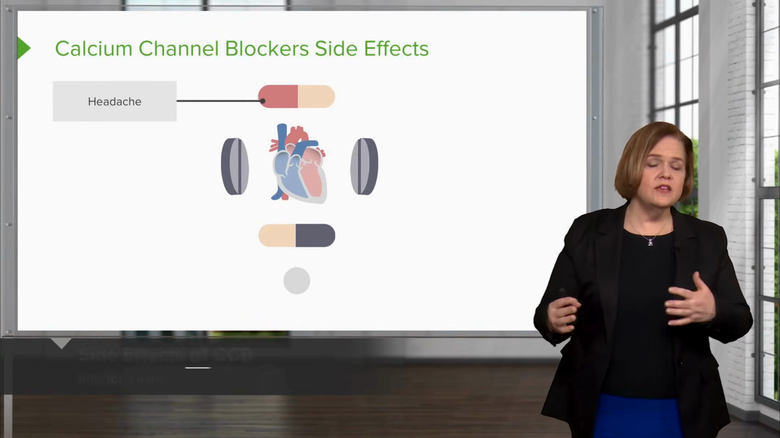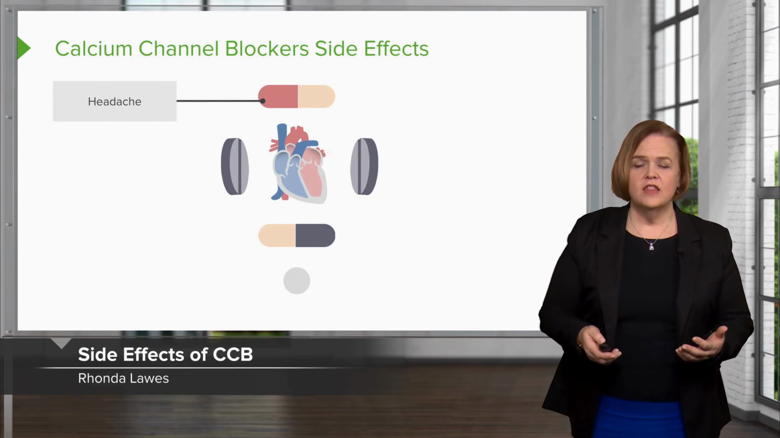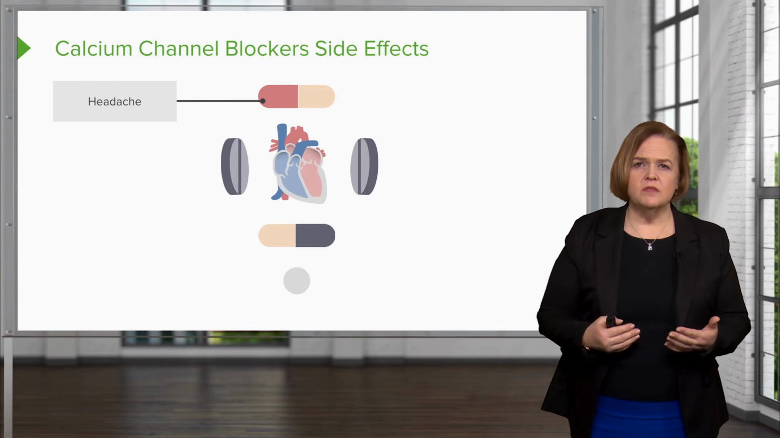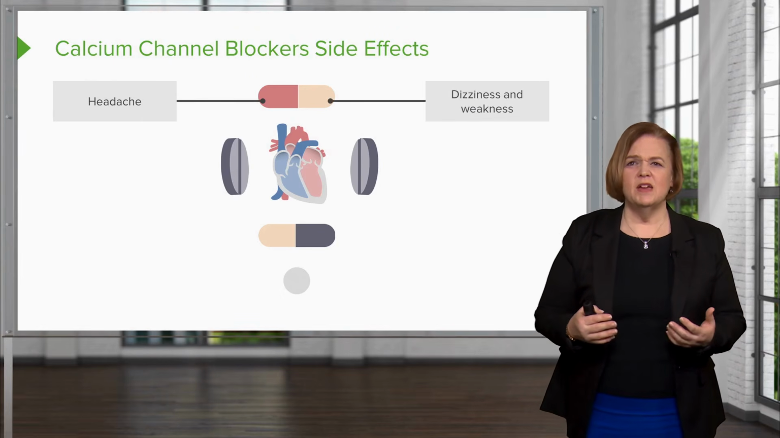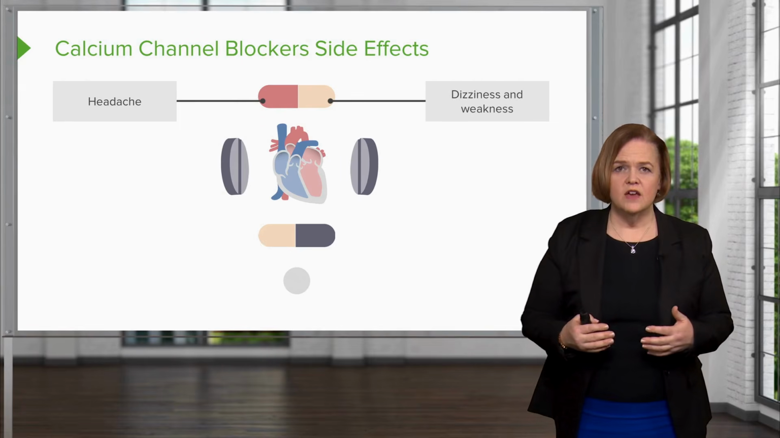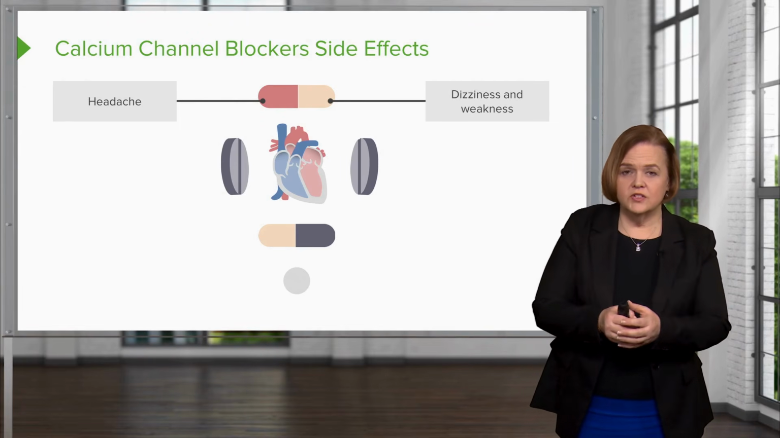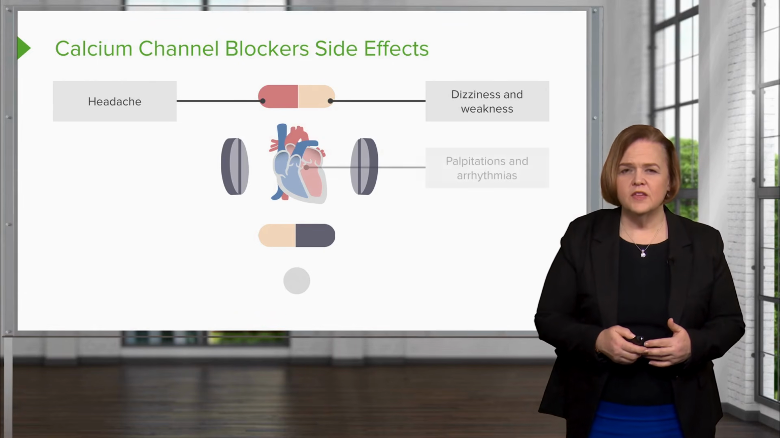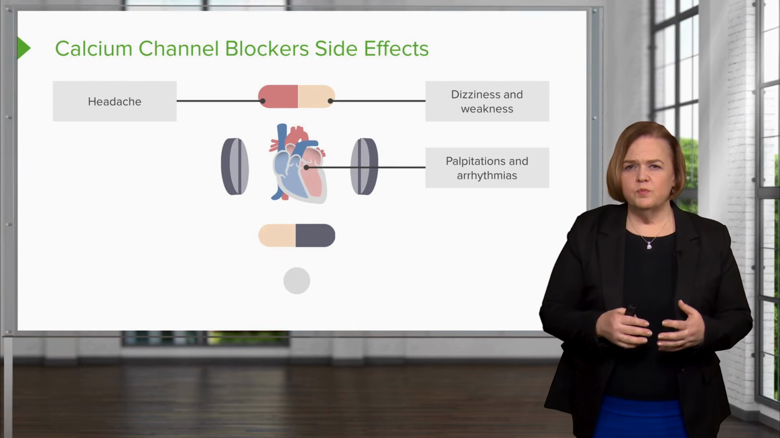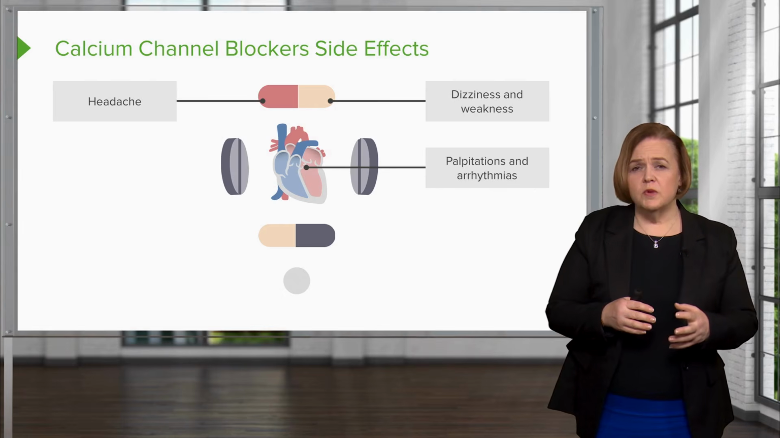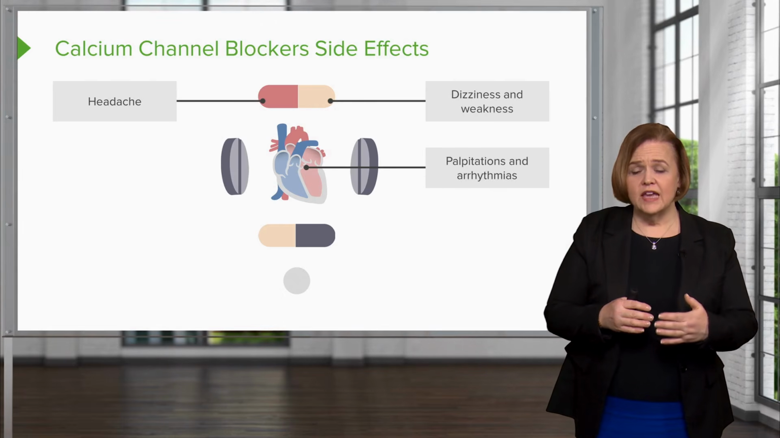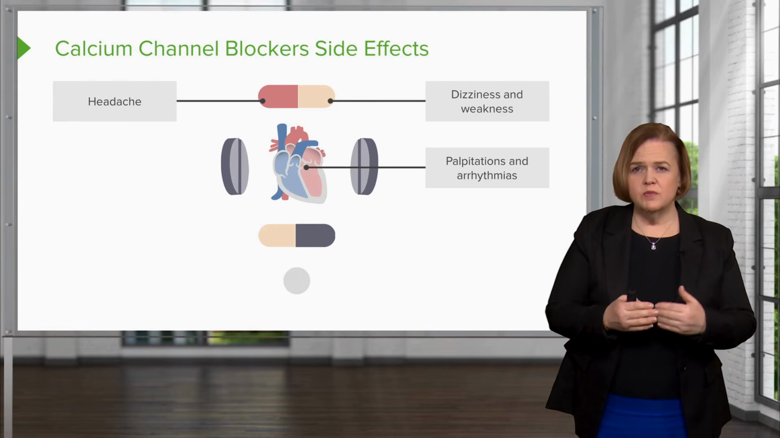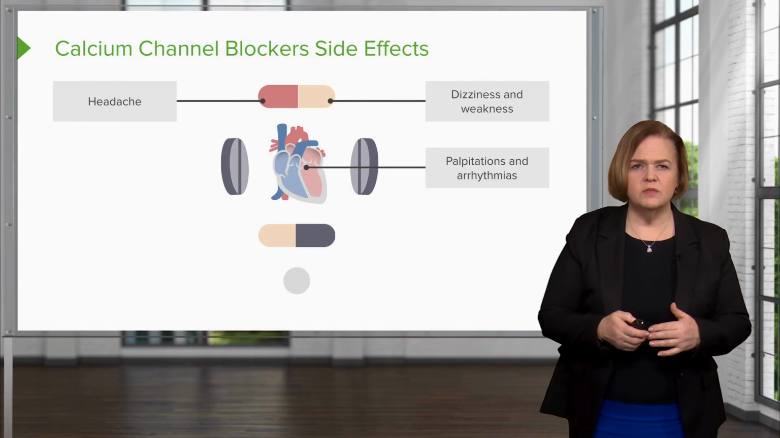Well, we know with any family, category, or class, there's some things that are going to be the same. Like any blood pressure med, patients may complain of a headache. And they might have some dizziness and some weakness. Particularly these calcium channel blockers dilate those vessels, so they might feel a little dizzy. Now you can have some palpitations and some arrhythmias. Remember, these medications go directly after the electrical conductivity system of the heart, so that's why we might have some of these palpitations and arrhythmias.